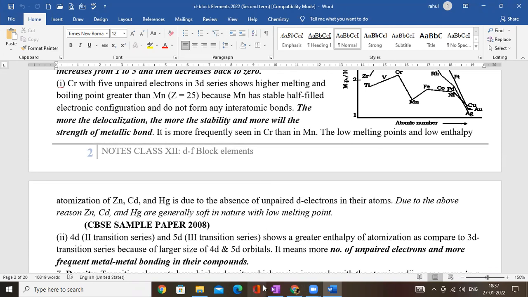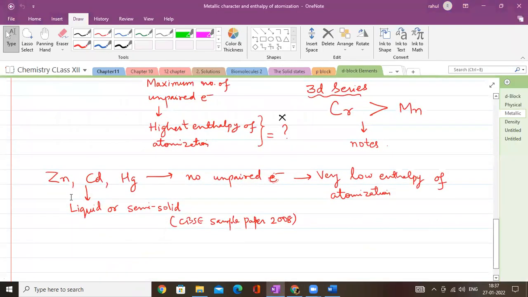But let's talk about zinc, cadmium, and mercury. As we have already done, zinc, cadmium, and mercury, they do not have any unpaired electrons. So that means their melting and boiling point will be very, very low, or their enthalpy of atomization will be very, very low. They will always exist in liquid or semi-solid state.